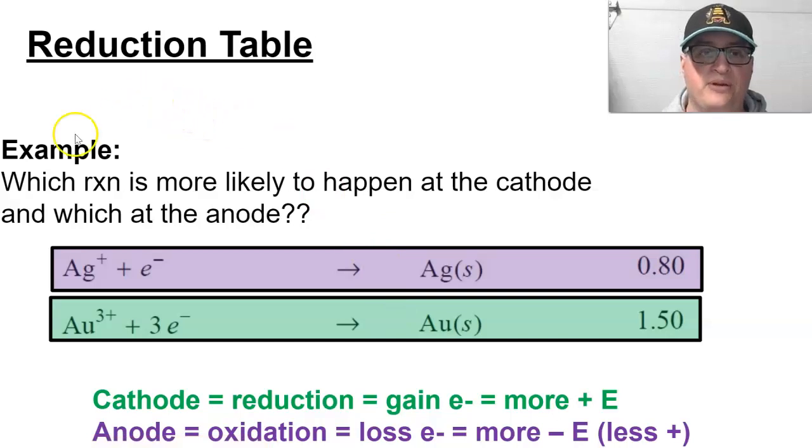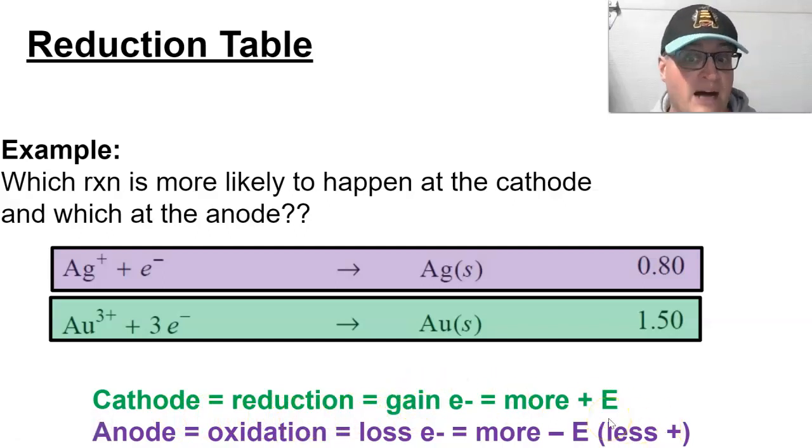So, some example here. Which reaction is more likely to happen at the cathode? Which one's happening at the anode? So the cathode has the greater reduction, more positive. Anode, oxidation, loss of electrons, more negative, or you could say less positive.